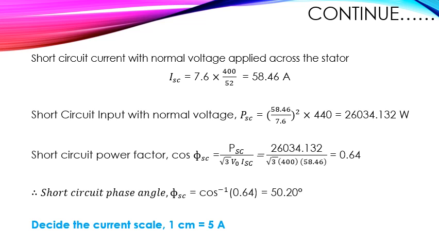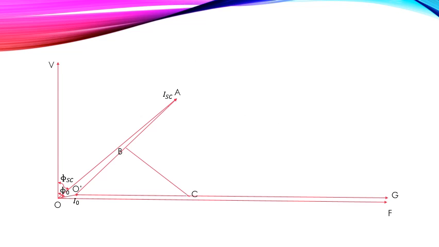Okay, that we have seen. So now we have to decide the current scale, and that is 1 centimeter is equal to 5 ampere. So here we are taking 1 centimeter equals 5 ampere. By using the results obtained from the no load and blocked rotor test on the 3-phase induction motor, we have calculated the no load phase angle phi naught and short circuit phase angle phi SC, which are used here to draw the circle diagram.